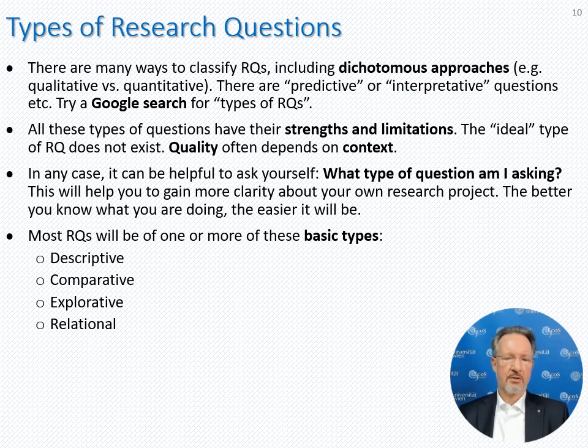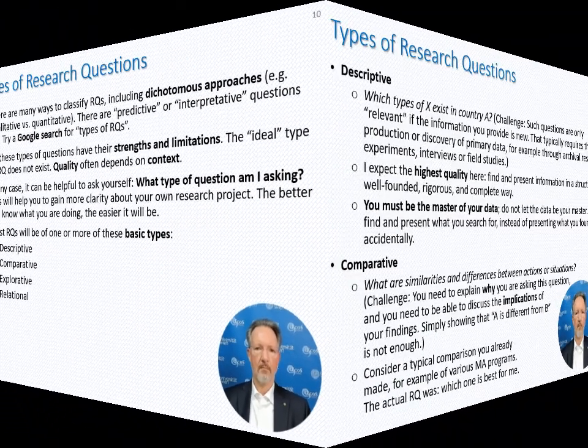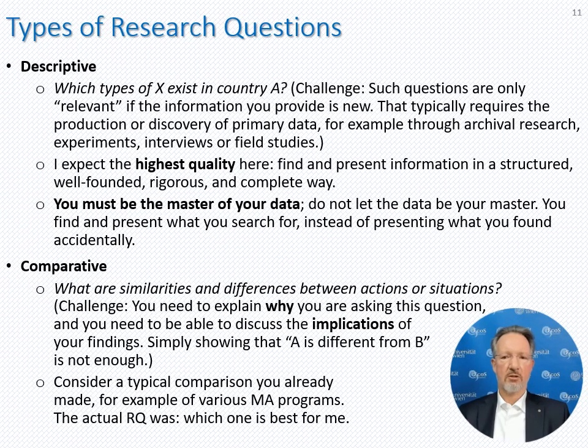Most research questions will be of one or more of these basic types. One or more means that it's not like clear-cut separate categories here. They very often are actually overlapping, but still, this kind of classification helps us to get some clarity. We have descriptive, comparative, explorative, and relational questions. And I'm going to say a few words on each of those categories on the next slides. So let's start with descriptive research questions.